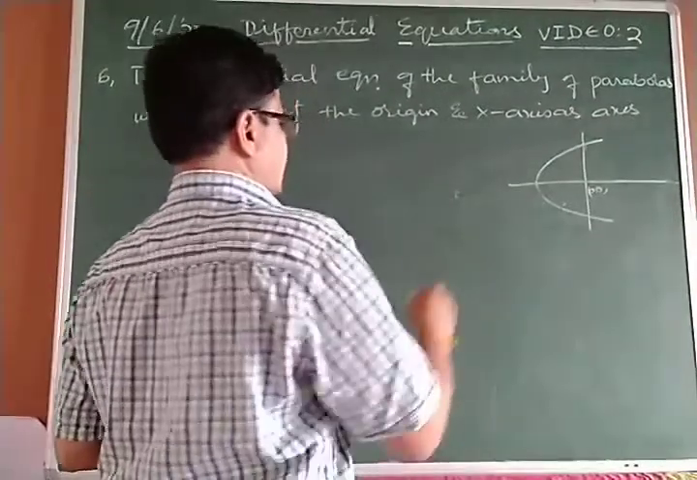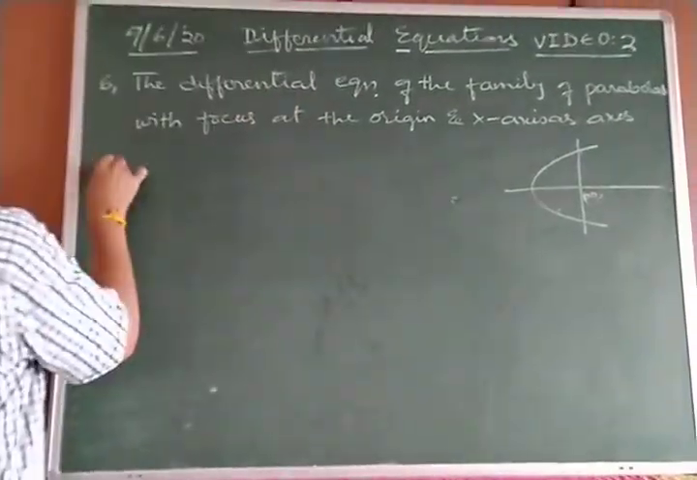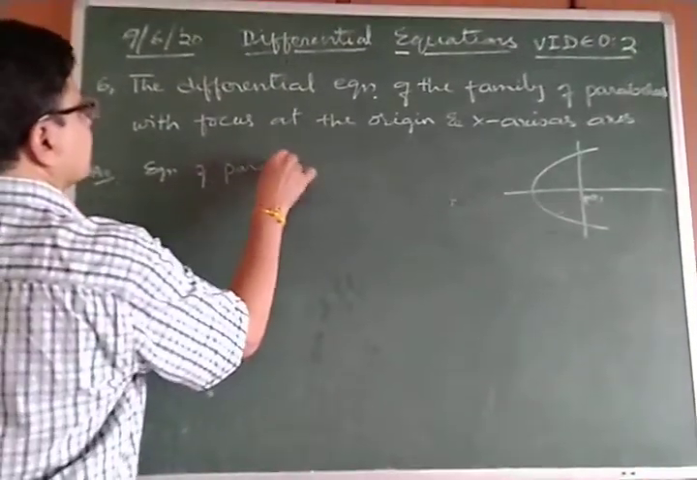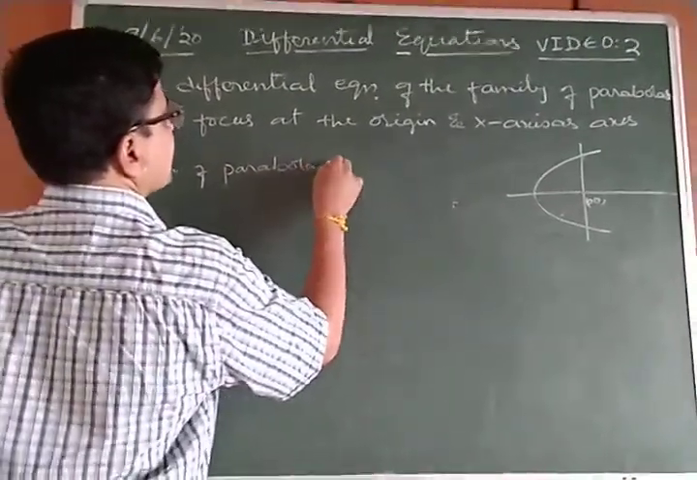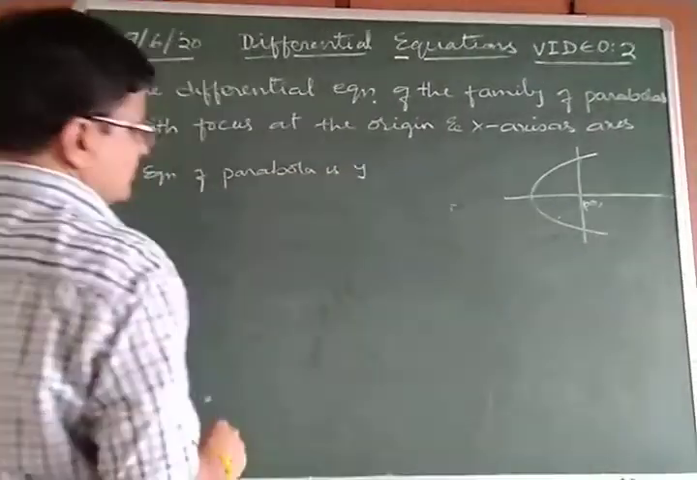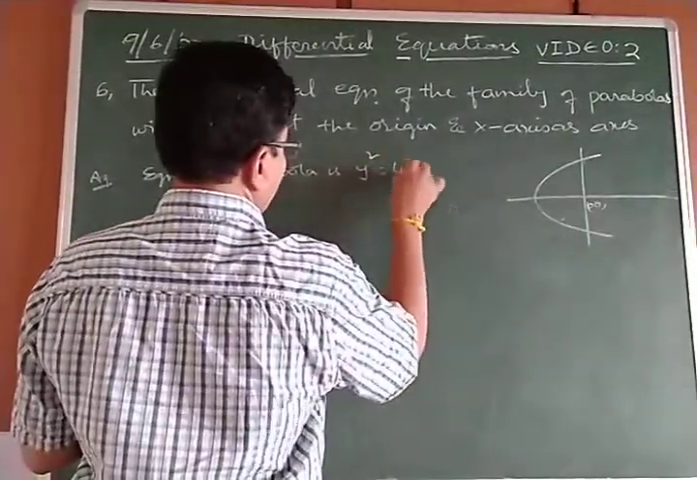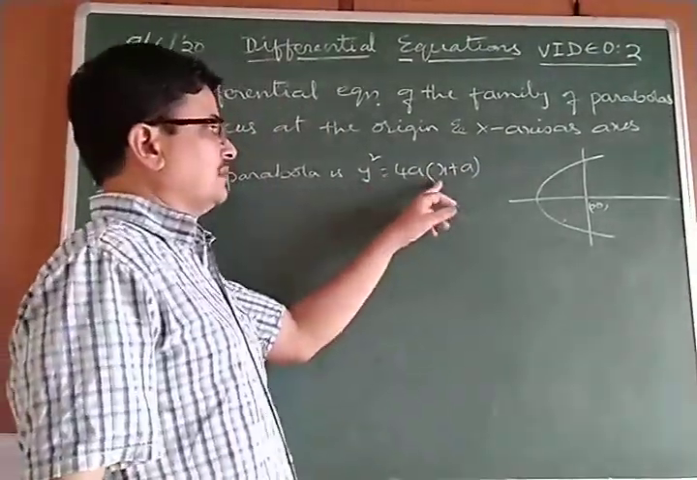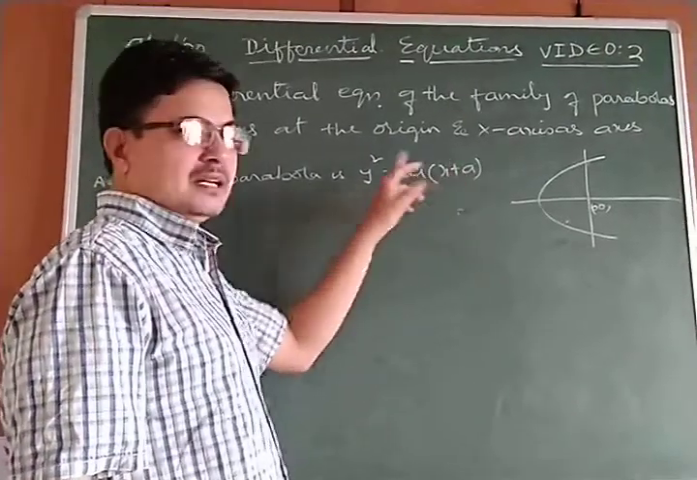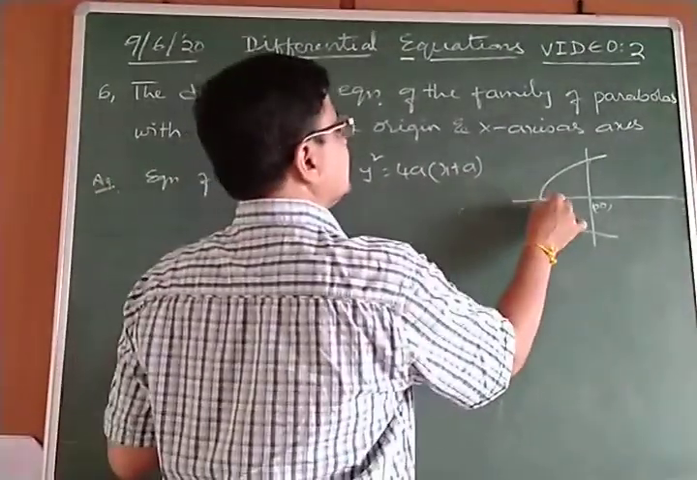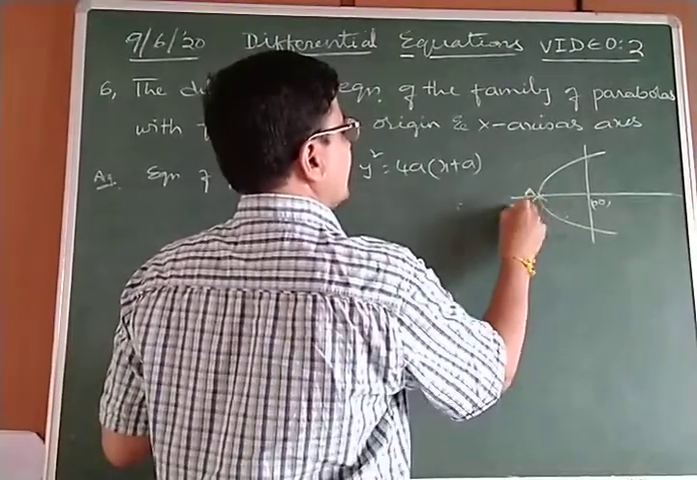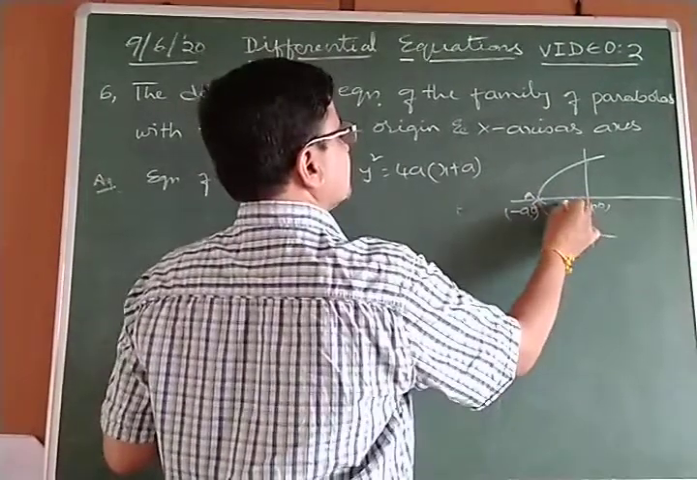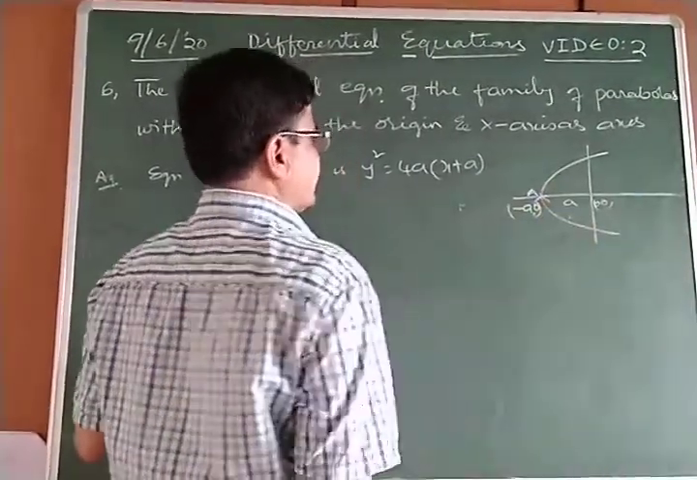The equation of the parabola is y square is equal to 4a into x plus a. Here the vertex of this parabola is x is equal to minus a comma 0. Minus a comma 0 means this is the vertex, and the focus is 0 comma 0. Here it is the vertex.